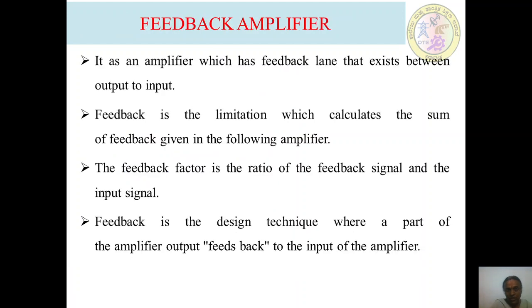Next, moving on to a very important and interesting concept, the feedback amplifier. A feedback amplifier is an amplifier which has a feedback lane that exists between output and input. An amplifier circuit simply increases the signal strength. For example, if the input voltage is 1 volt, the output will be greater than 1 volt. Hence the strength of the signal is increased.